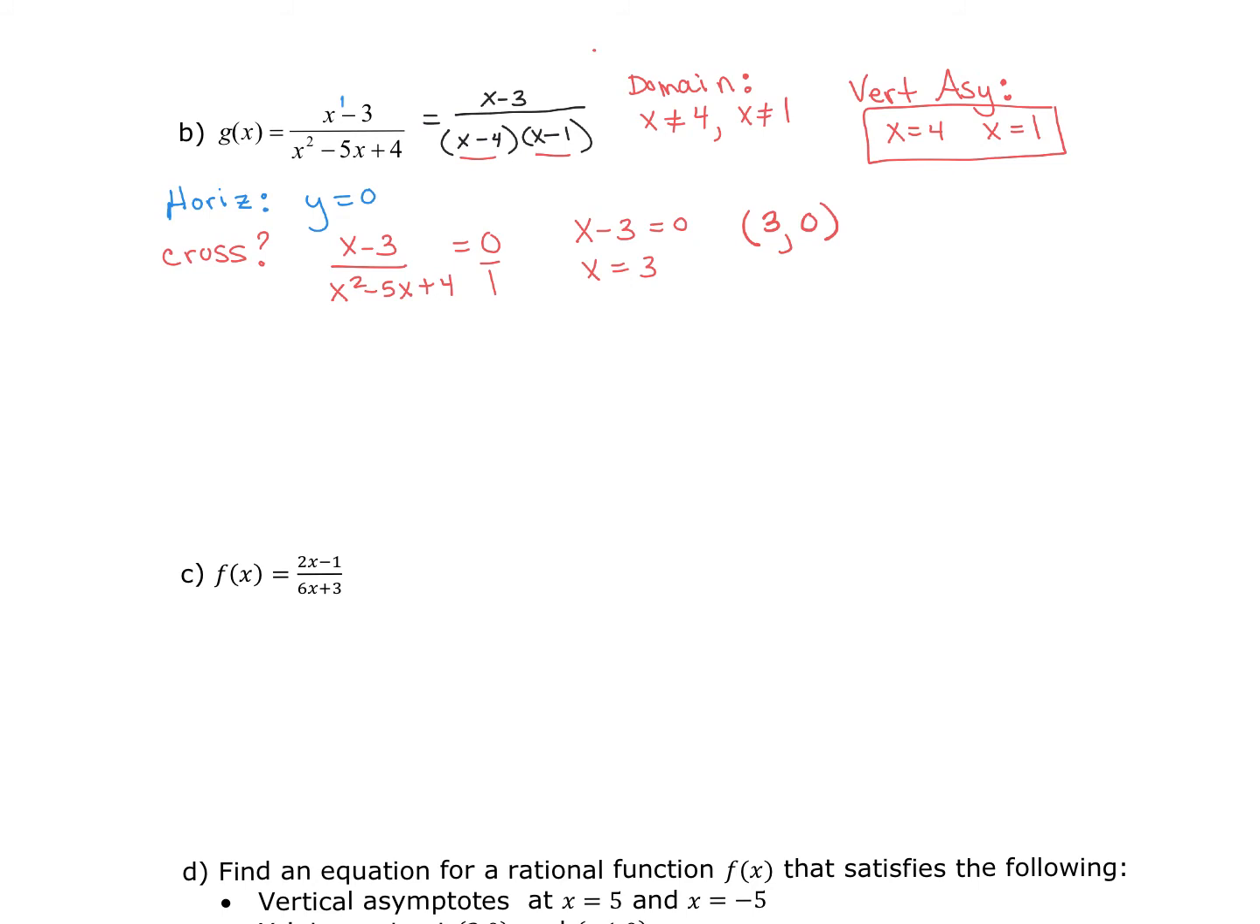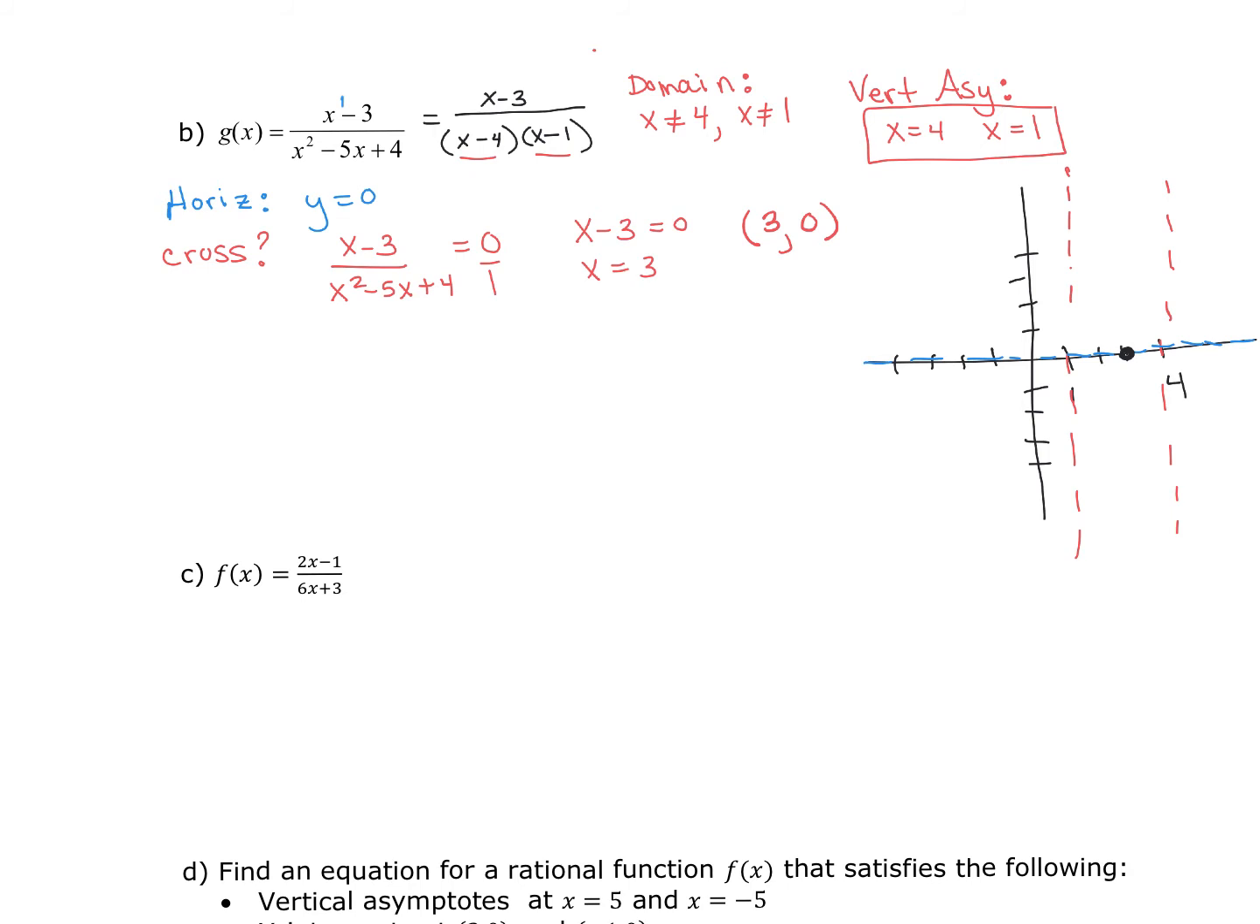So let's see what we have so far. We don't have our intercepts yet, but we do have quite a bit. So we have a vertical asymptote at 1 and also at 4. So I'll draw those in with red dashed lines. And our horizontal asymptote is at 0, so that is our x-axis. And we know that it's going to cross the asymptote at (3, 0) right here.